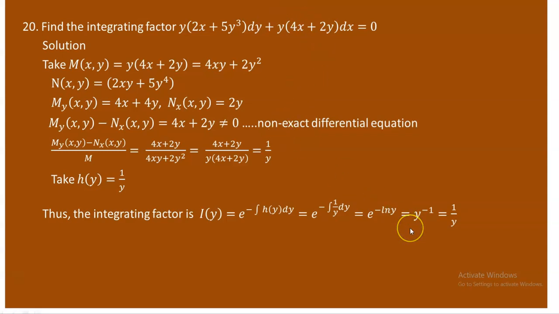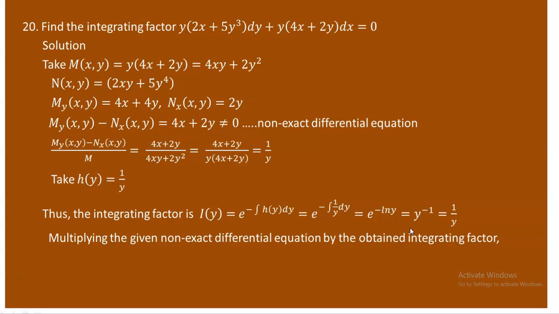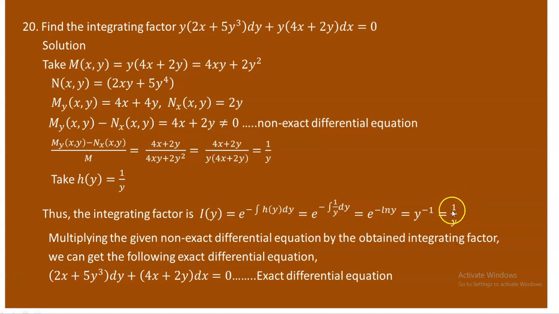So let's see how that can be done. Let's multiply the given equation by 1 over y and see what's going to happen. Look, when you multiply the original differential equation, the question we are having in question 20, by 1 over y, no more y, so 2x plus 5y cubed can come, and there also no more y here, 4x plus 2y can come. So if you perform the partial derivative of the coefficient of dx with respect to y, My, it will be 2, as you see.